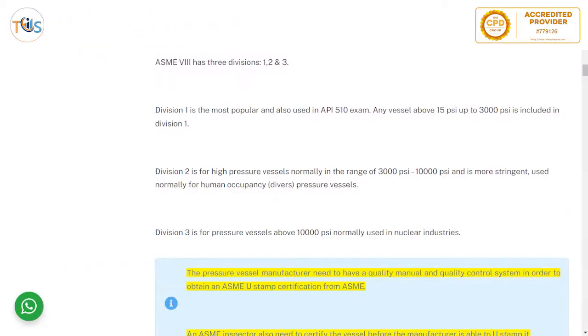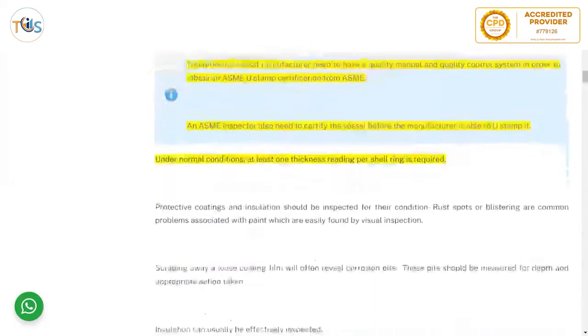Now, Division 2, normally we say 3,000 to 10,000. It's actually more stringent than Division 1, and the actual Division 2 says up to 10,000. So that means, depending on the purchaser's preference, they can use ASME Section 8 Division 2 for less than 3,000 also. But this is normally 3,000 to 10,000. Division 3 is for pressure vessels above 10,000 psi, normally used in nuclear industries.